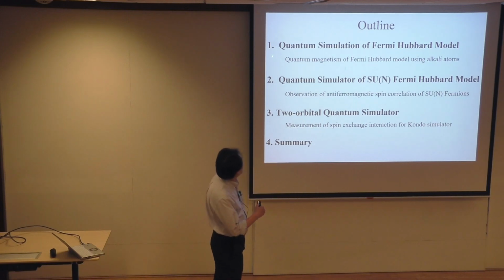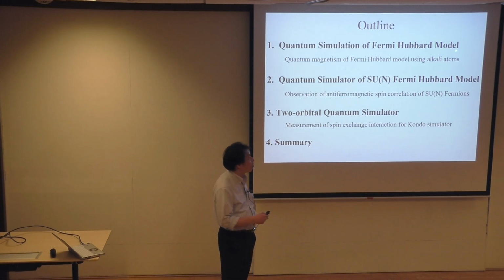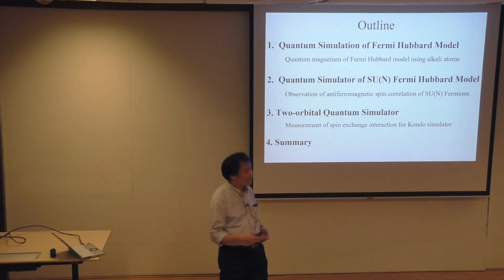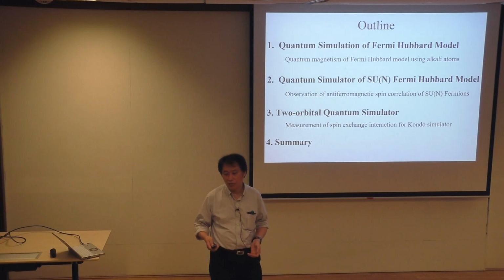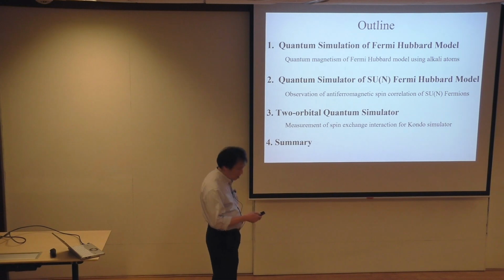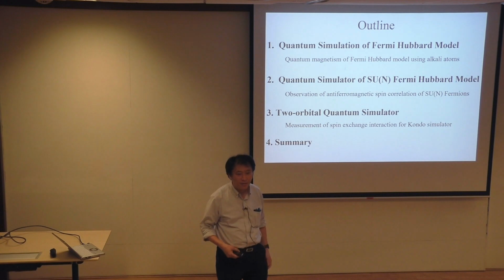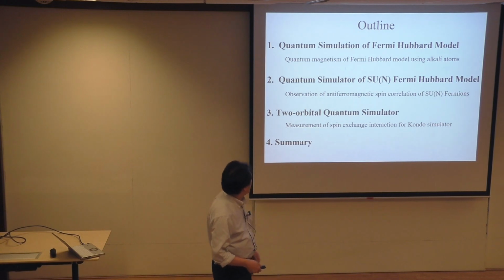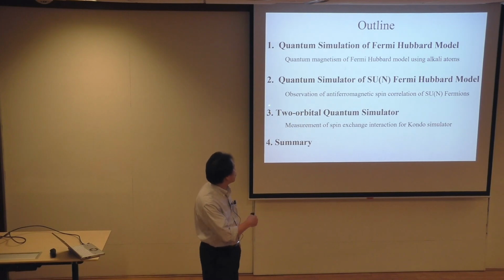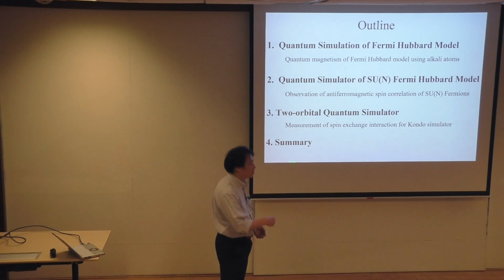First, I would like to make a brief introduction of a quantum simulation of a Fermi Hubbard model, with a special emphasis on the quantum magnetism of the Fermi Hubbard model using alkaline atoms. Next, I would like to talk about our recent work on a quantum simulator of the SU(N) Fermi Hubbard model. Next, I would also like to talk about our recent work on a two-orbital quantum simulator. And finally, I will summarize my talk.